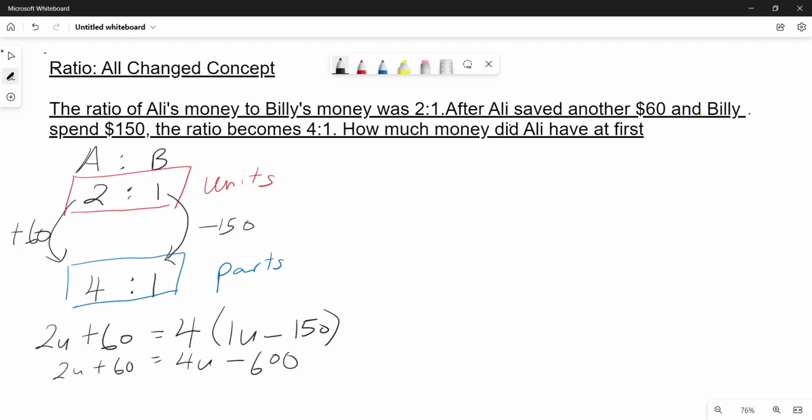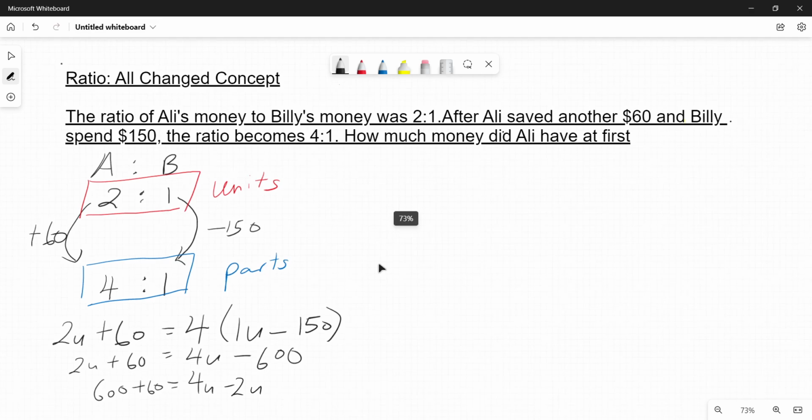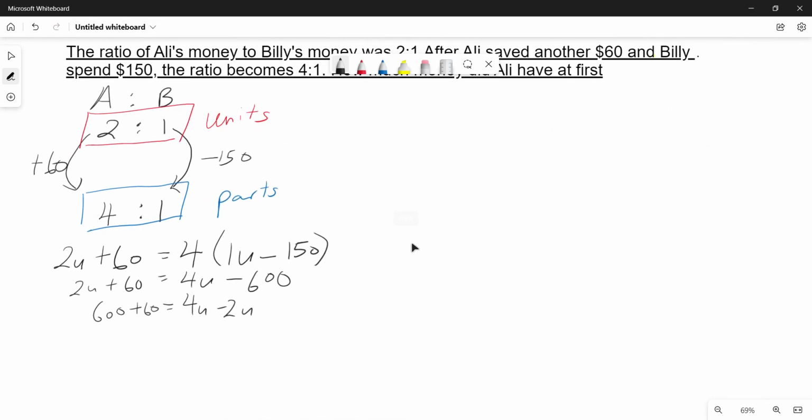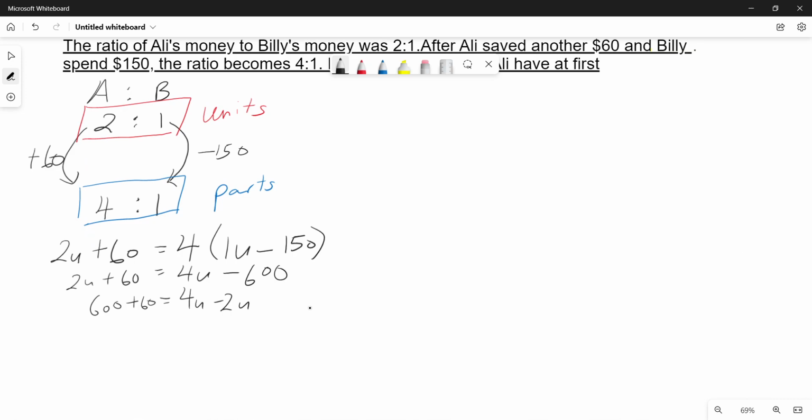And then what do you do next? You bring the 2 unit over. So 4 unit minus 2 unit. 600 come over, so it becomes 600 plus 60. And what you're going to have is 2 unit is equal to 660. I'm just going to switch side. So 1 unit is 330.